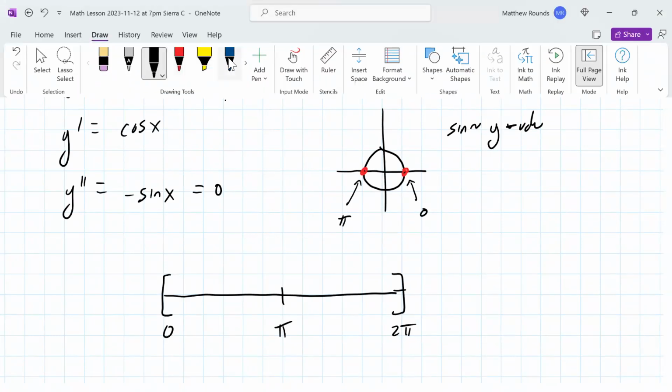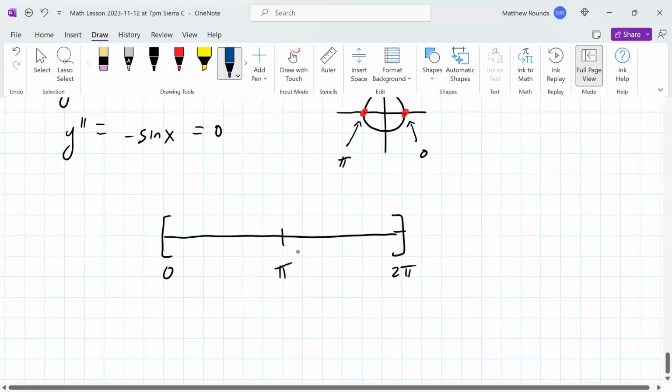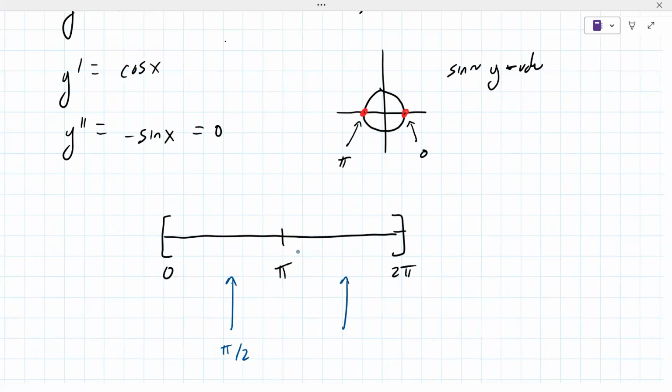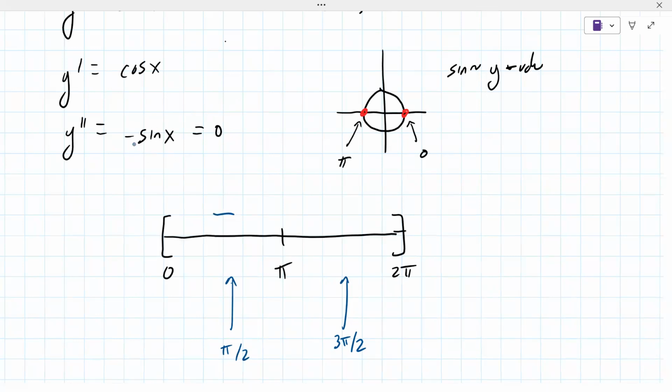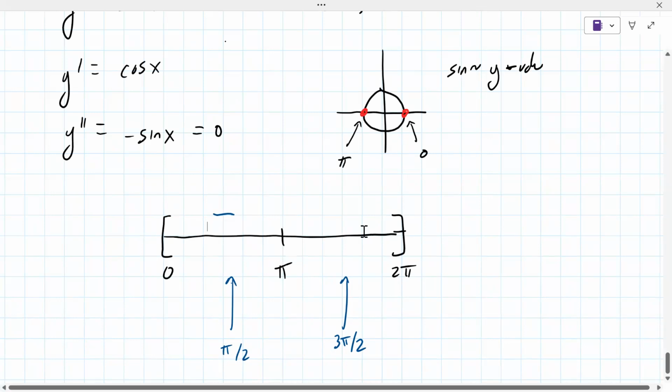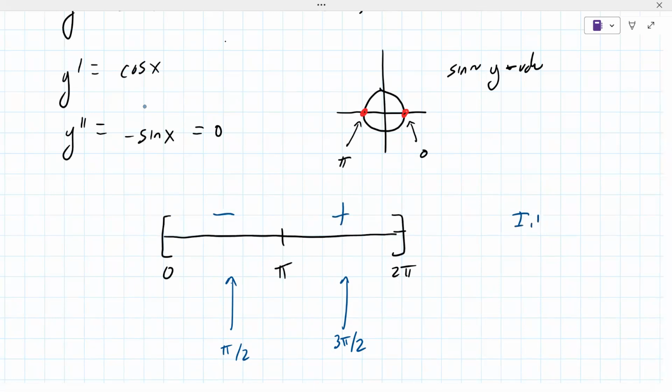Okay. So that's, I'm sorry, not a critical point. That's a possible inflection point. So now you have to test something in the interval there, and you're testing it in the second derivative. Sine pi over 2 is the y value up here. The y value up there is 1. You negate it, that's negative. 3 pi over 2 is the y value down here, -1, and then you negate it. So this is an inflection point at x equals pi.